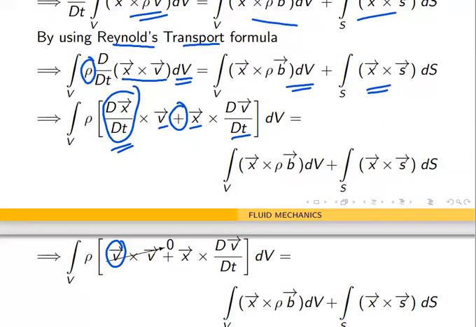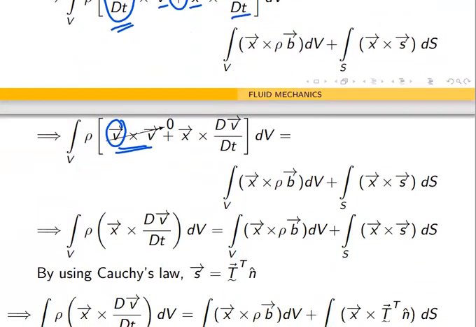So v cross v, and we know that any vector cross with itself is 0. So this part is gone. The remaining is x cross dv by dt as it is, dV equal to the same RHS. So we have the volume integral of rho x cross dv by dt dV on the LHS equal to the RHS as it is.